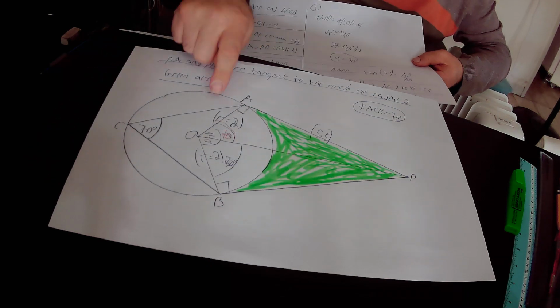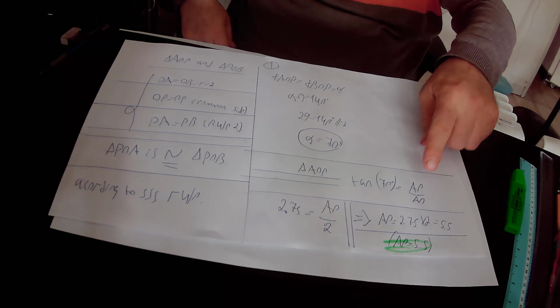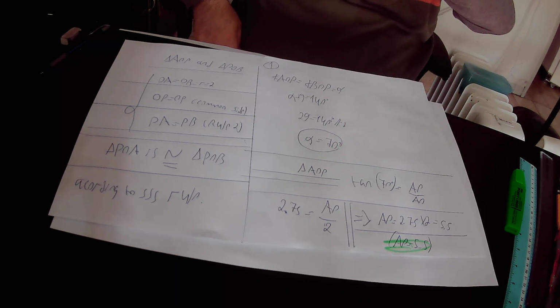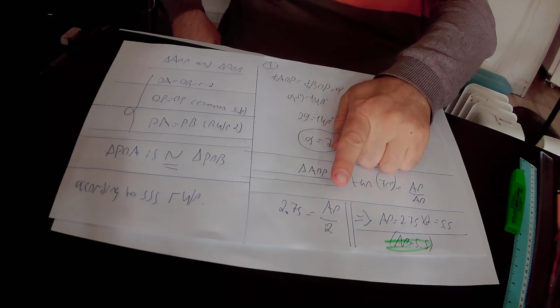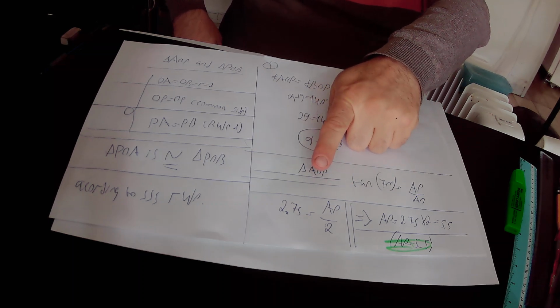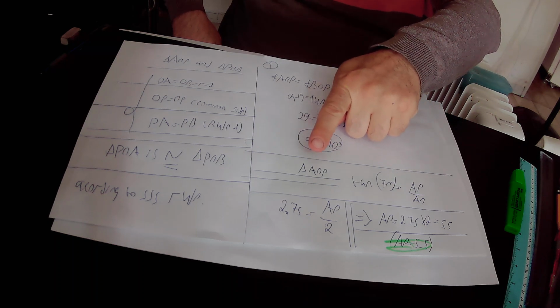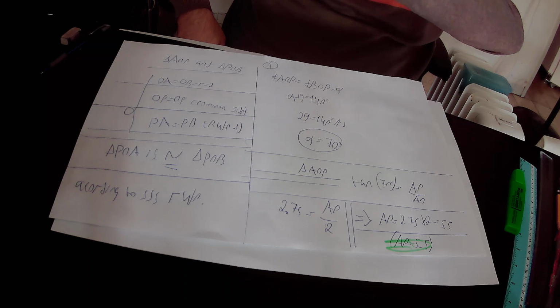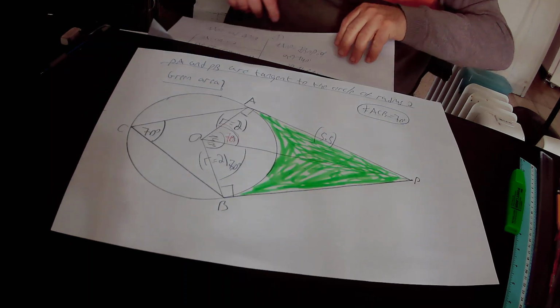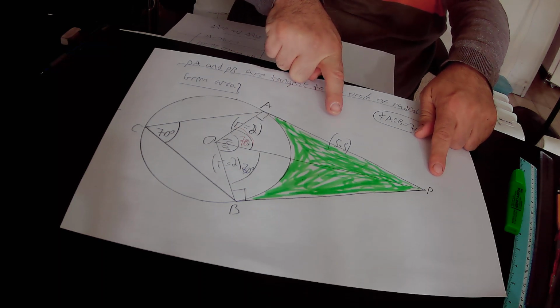AO is the radius of this circle and is equal to 2, so we substitute AO by 2. In conclusion, we found that 2.75 equals AP over 2. Here we multiply this equation by 2 and finally find out that AP equals 2.75 times 2, that is 5.5. In conclusion, the missing side AP equals 5.5 units in its length.